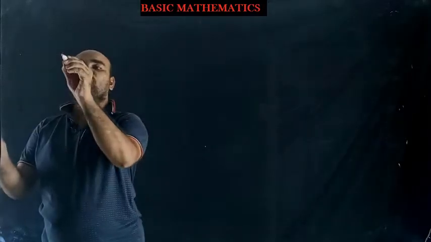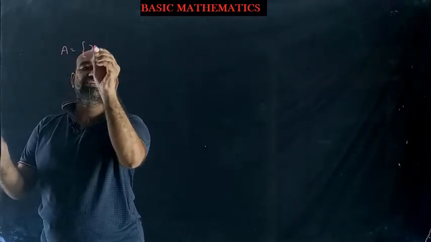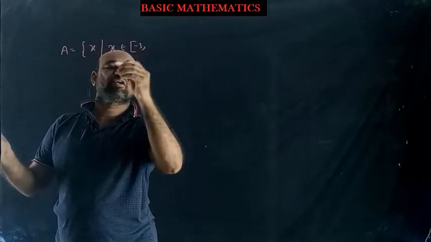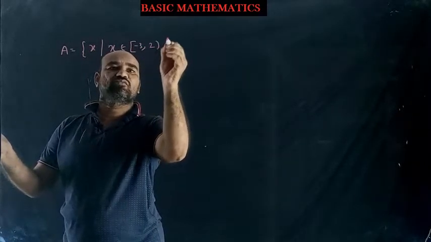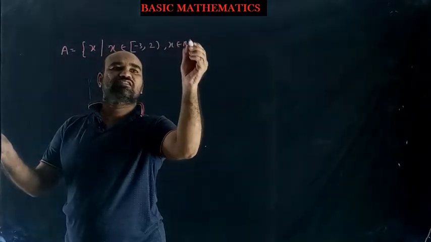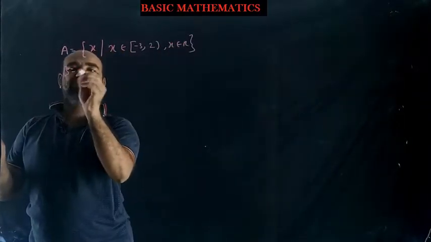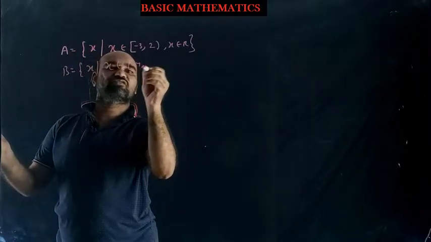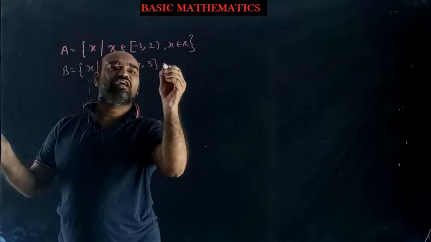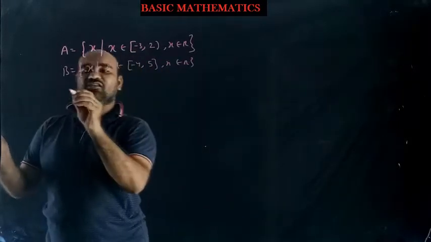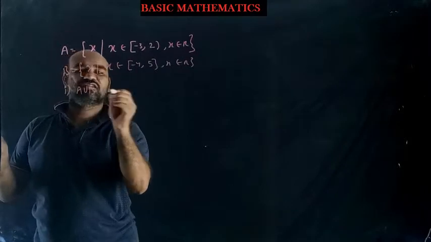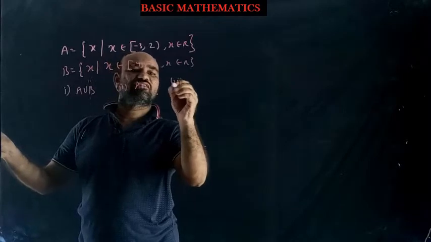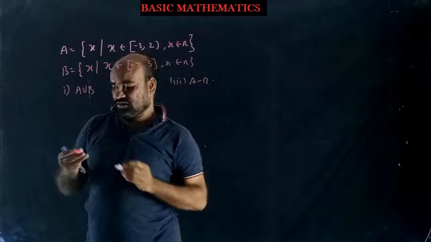Okay students, one example problem. A is a set of elements X such that X belongs to closed -3 to open 2, X is a real number. Set B is given as X such that X belongs to closed -4 to closed 5, X belongs to R. First one, find A union B. Second one, find A intersection B. Third one, find A minus B. These three you should find now.